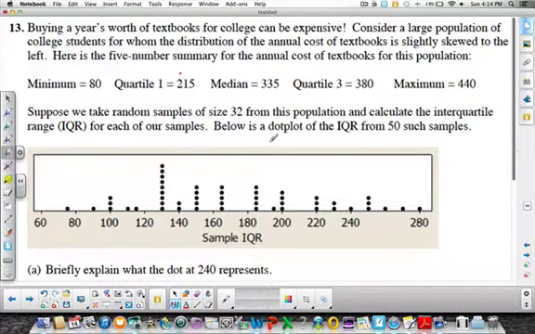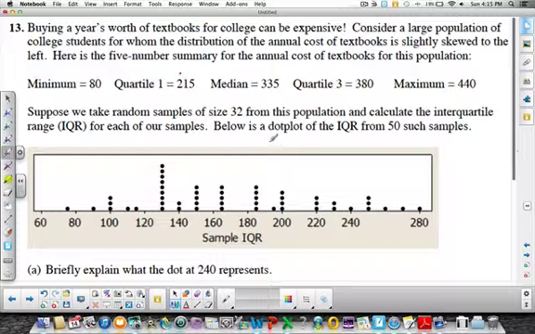Alright, in Chapter 7, number 13, we're buying a year's worth of textbooks for college, and it can be expensive. So we're going to consider a large population of college students for whom the distribution of the annual cost of textbooks is a little bit skewed to the left. And below we can see the 5-number summary for the population.